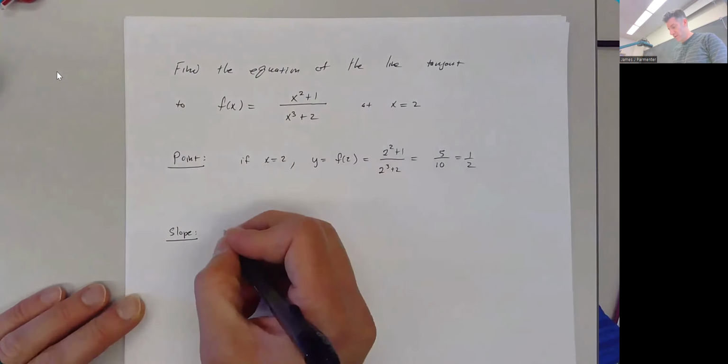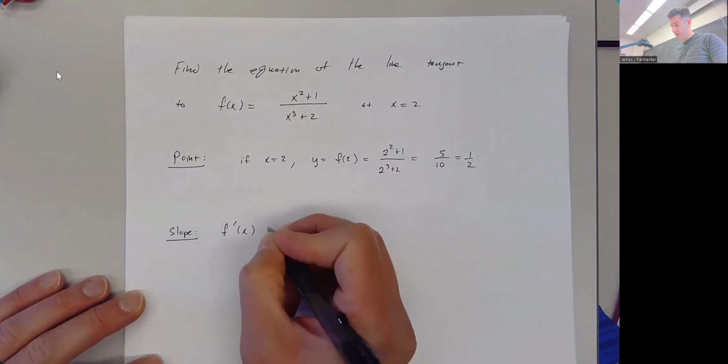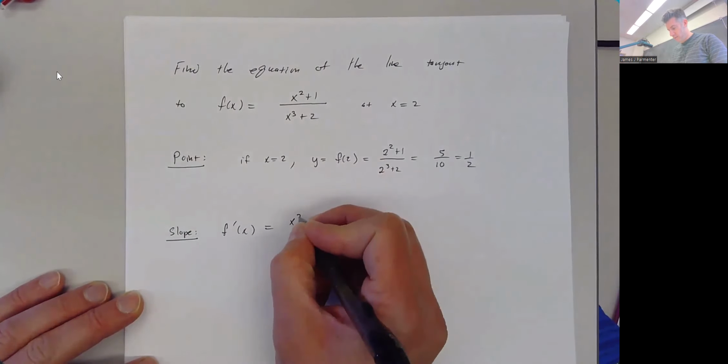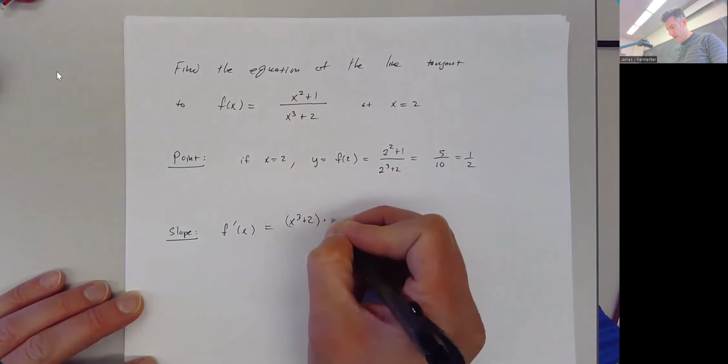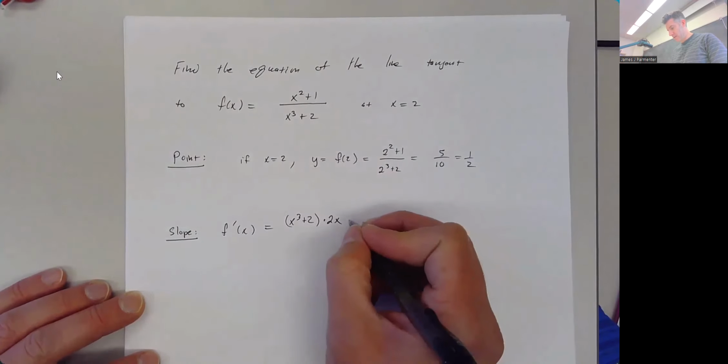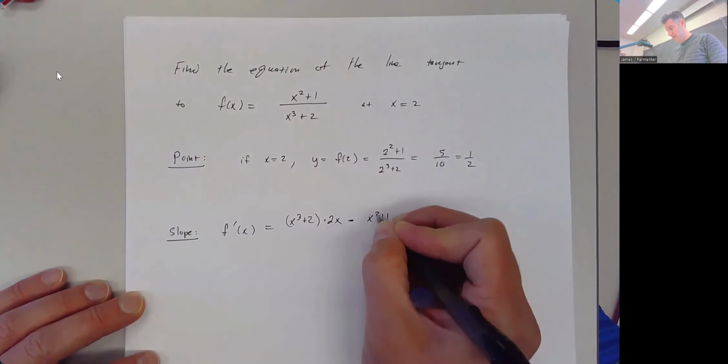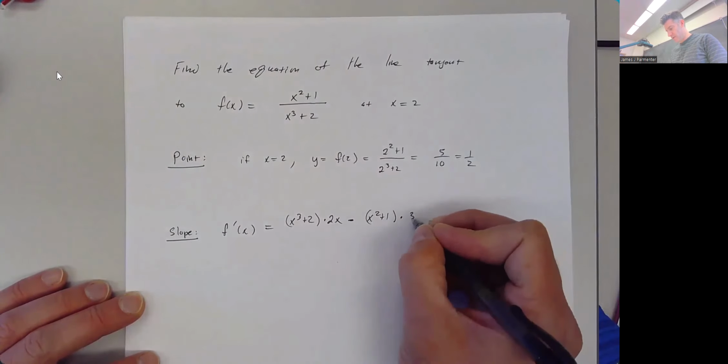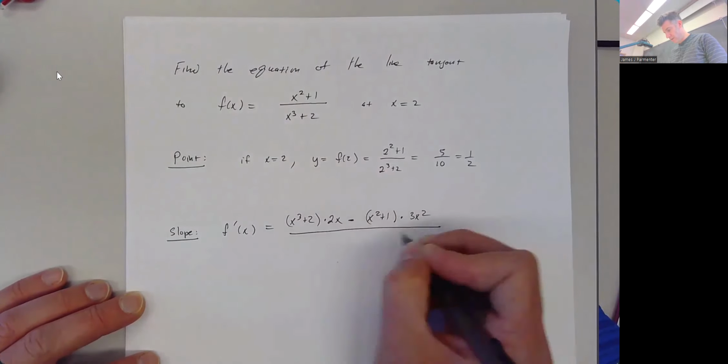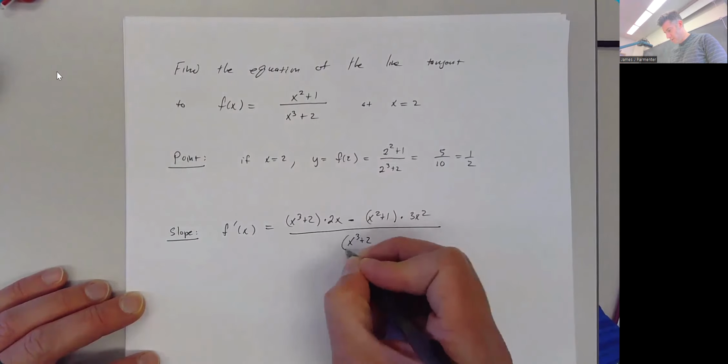So here, my derivative is going to be kind of gross. It's going to be the bottom times the derivative of the top, which is just 2x, minus the top times the derivative of the bottom, which is 3x squared, all over the denominator squared.